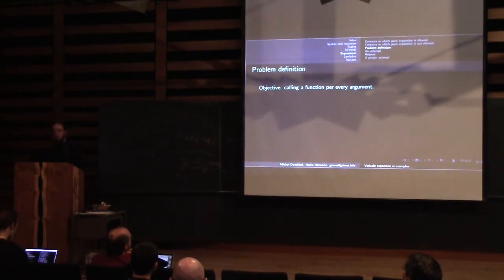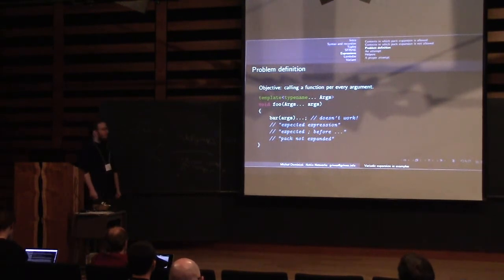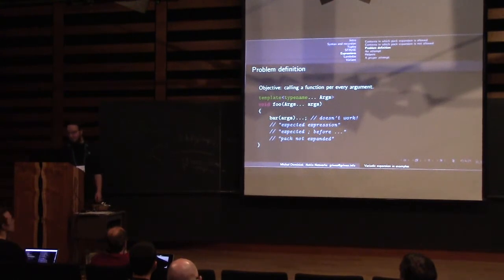So what we want to do is call a function for every argument of a function. And this doesn't work, and generates very confusing error messages. This one points out somewhere here. The compiler expected a semicolon after this expression, and decided, well, maybe you have forgotten this semicolon, so I will try to do the right thing. But oh, you didn't expand this pack, even though it is expanded. It would be nice if compilers actually gave nice error messages, like you cannot expand a pack into a statement. But we don't have that.